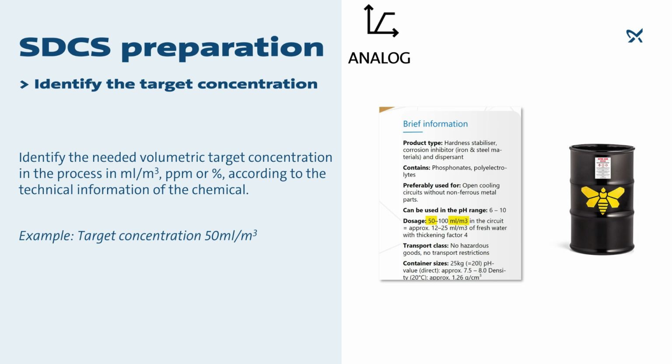SDCS helps you calculate the necessary settings on the DDA dosing pump to achieve a target volumetric concentration in your process. To do this, enter the target volumetric concentration in milliliter per cubic meter, ppm or percent, which you read from the chemical's technical documentation. In this example, we use a target concentration of 50 ml per cubic meter.